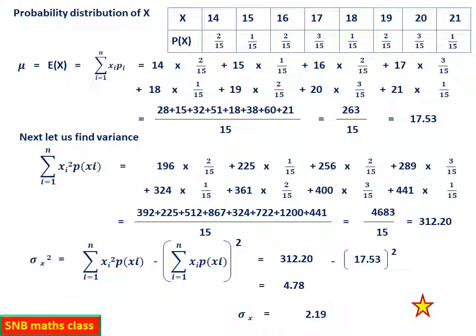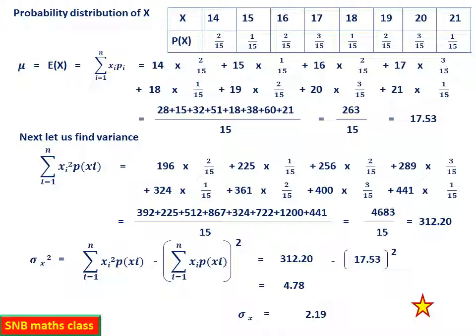Now add them up. So you get 392 plus 225 plus 512 plus 867 plus 324 plus 722 plus 1200 plus 441 divided by 15. So this is 4683 divided by 15. So its value is 312.20. So this is the second value.